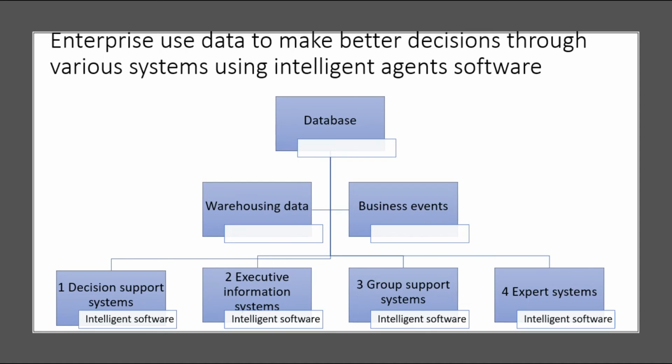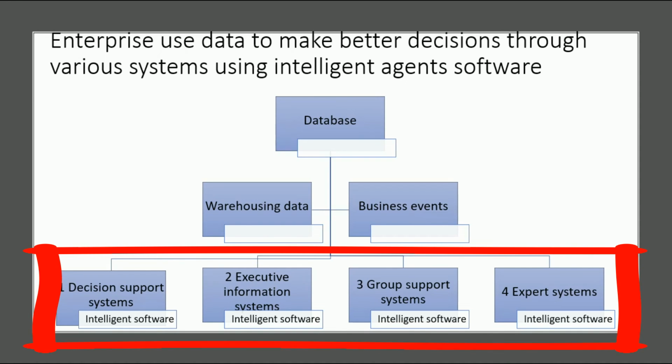There are various systems using different intelligent agent software. So there's a database, and then there's a warehousing data for contingency purposes. Then there are business events taking place that updates the database and also updates the warehousing data.